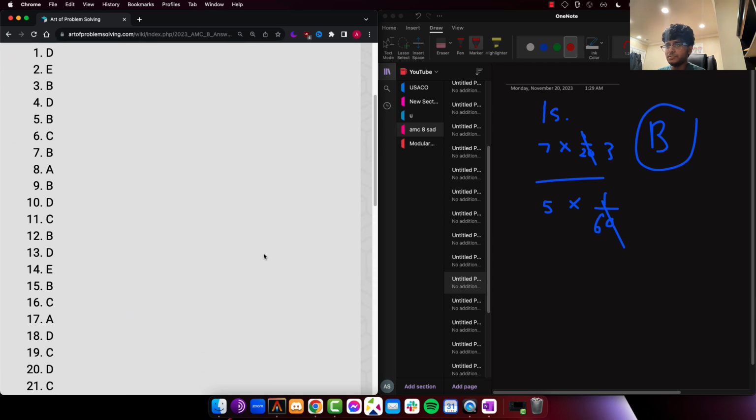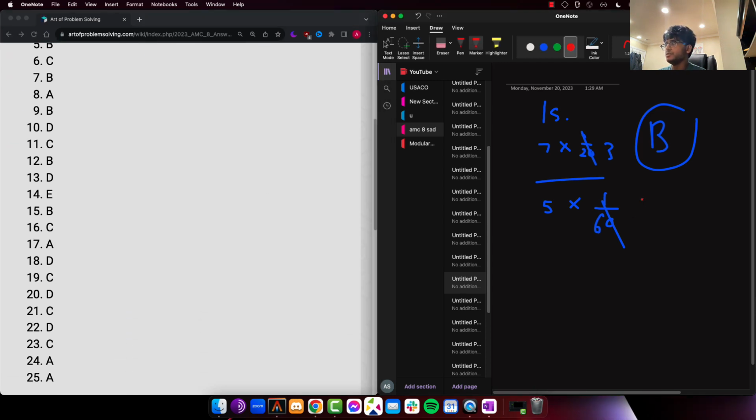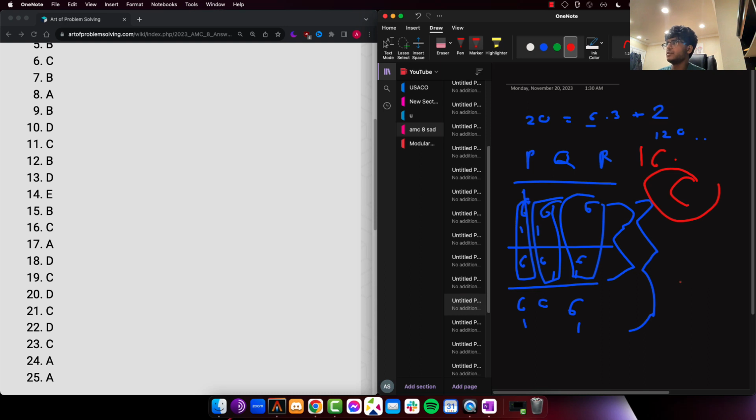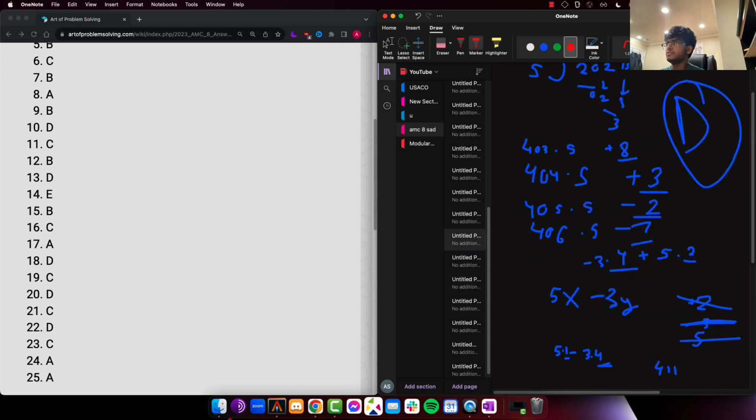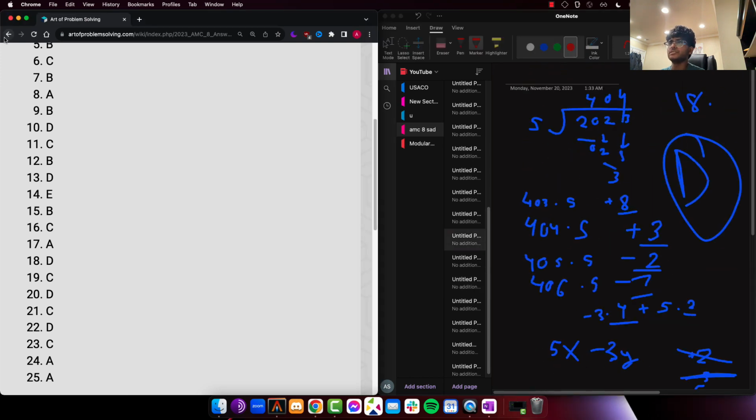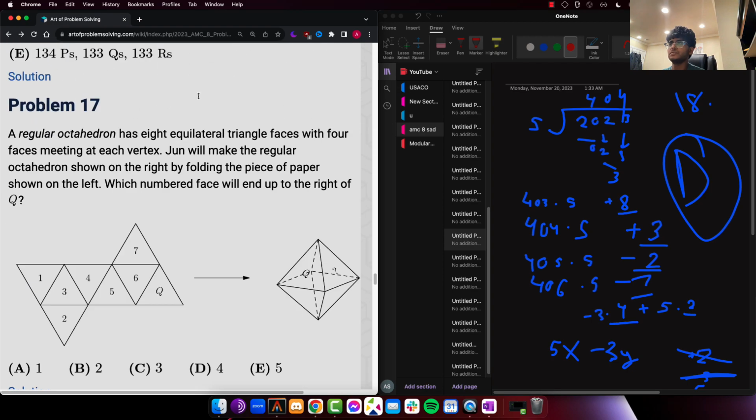Okay, 15 is B. 16 is C. 17 I did not do. Wait, did I really? 17 was the octahedron one then? Yeah.